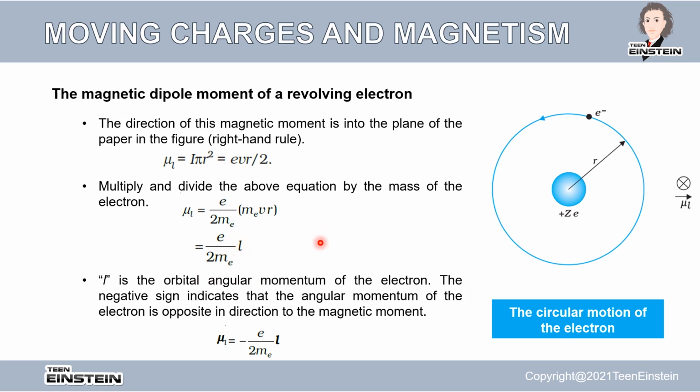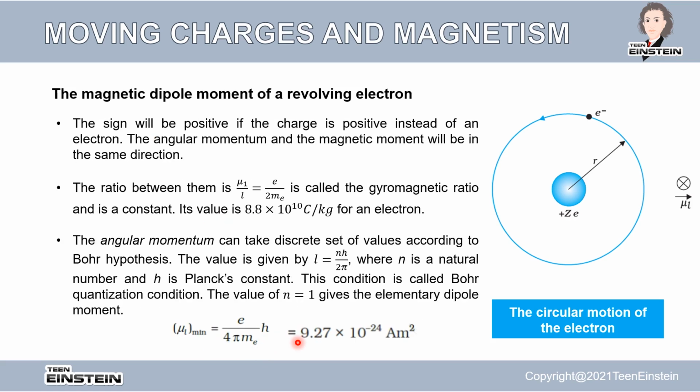The negative sign indicates that the angular momentum of the electron is opposite in direction to the magnetic moment, because the magnetic moment is going into the plane. So it is always opposite to L. But if you have a positive charge, then there will not be a negative sign here. So mu L equals e by 2me into L. This is an important equation because this angular momentum is happening because of the electron revolving around the atom. How that gives rise to this magnetic moment, that is what this equation tells us, how they are related.